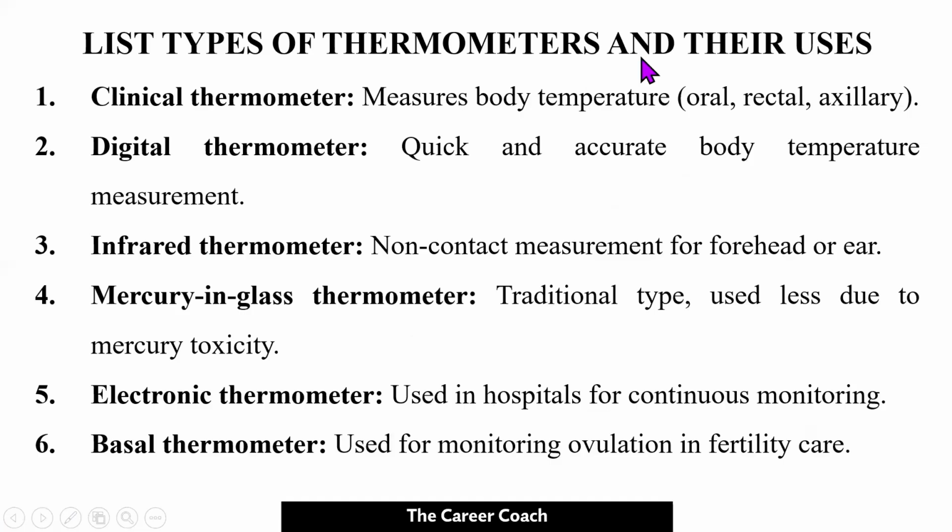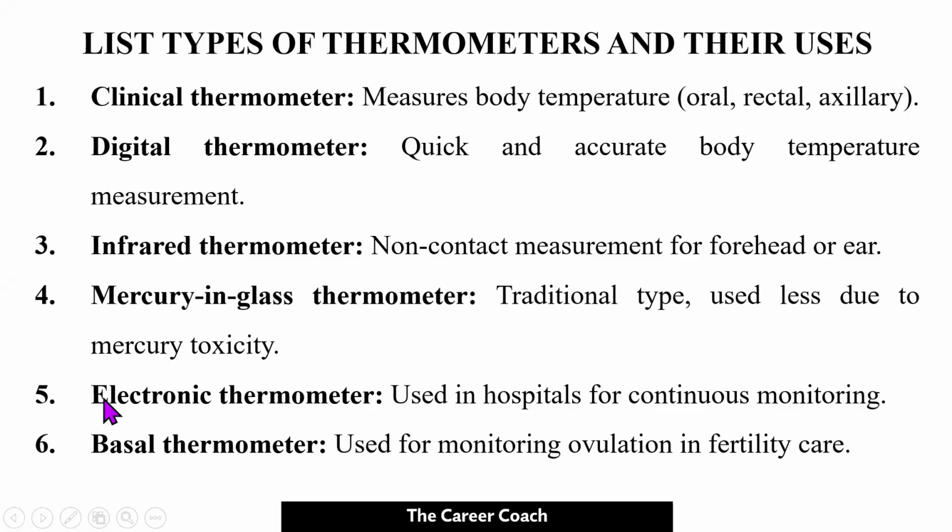We are listing the types of thermometers and their uses in the hospital. 1. Clinical thermometers. They measure body temperature: oral, rectal, axillary. 2. Digital thermometers. Quick, accurate body temperature measurement. 3. Infrared thermometers. They are non-contact measurement for the forehead or the ear. Mercury-in-glass thermometer. The traditional type is used less due to mercury toxicity. So I don't think they are even involved.